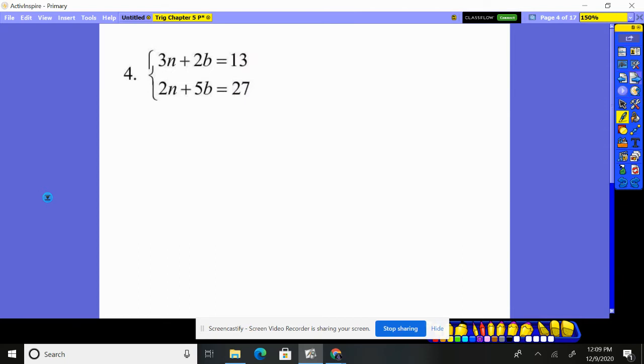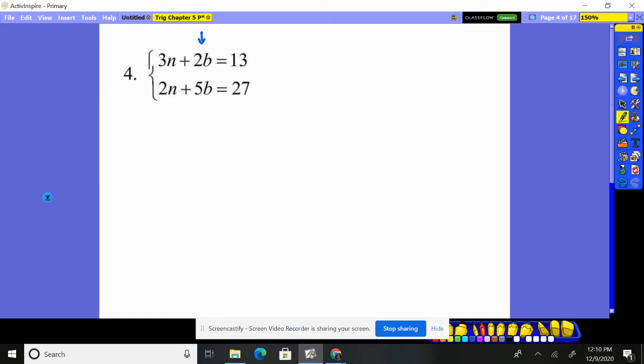All right, the next one doesn't have y equals, so I'm going to use elimination. I'm going to add them together and make somebody cancel out. Now, notice if I add them right now, I'm going to get 5n plus 7b. That's not going to do me any good. So I need to manipulate it. How do I want to manipulate it? Well, I'm going to go ahead and manipulate the b's. You can manipulate the n's if you want. It doesn't matter.